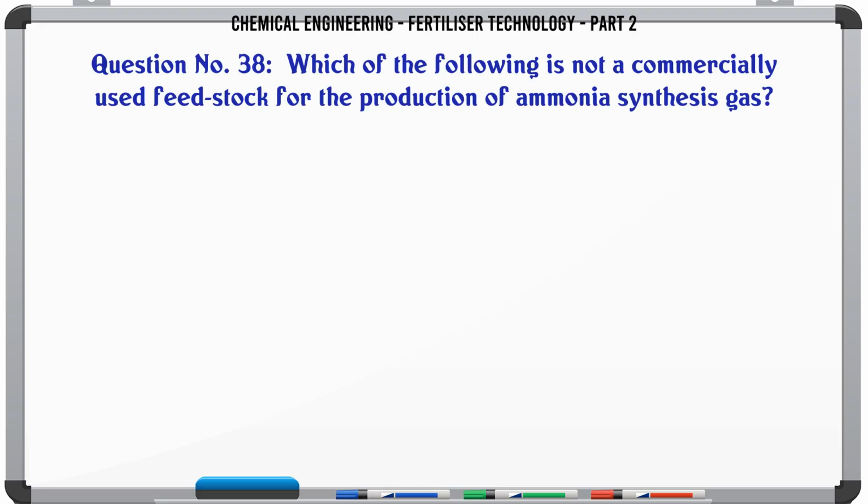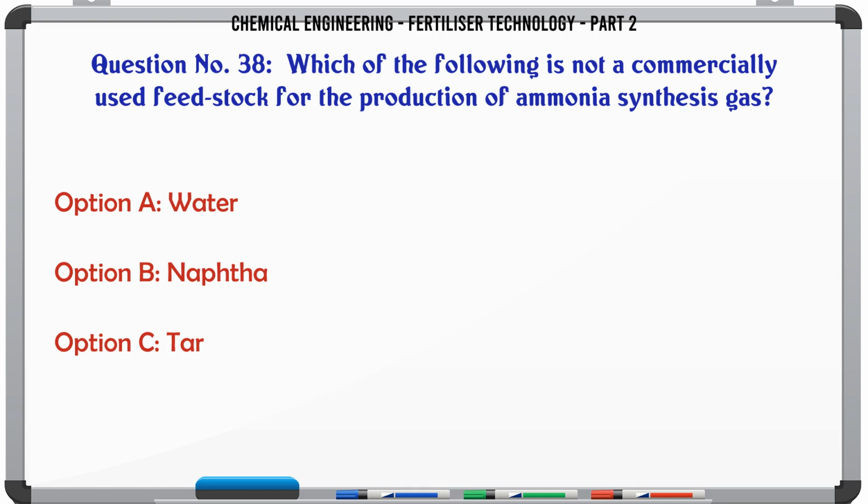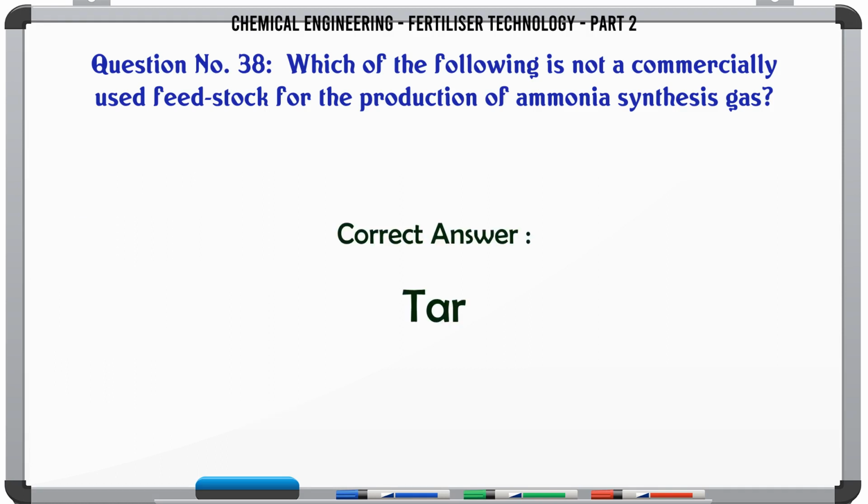Which of the following is not a commercially used feedstock for the production of ammonia synthesis gas? A. water. B. naphtha. C. tar. D. coal coke oven gas. The correct answer is tar.